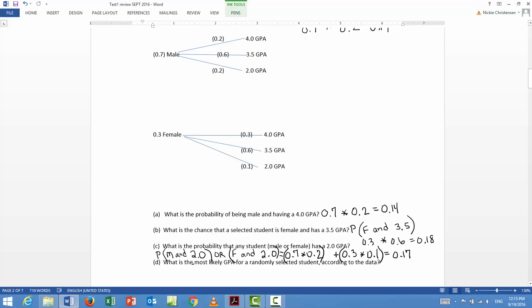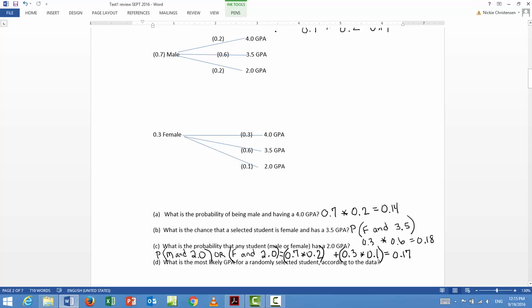The last question: what's the most likely GPA for a randomly selected student according to the data? Now this one, a lot of students just do it intuitively, or subjectively, because they look at the GPAs and see that 3.5 has a 0.6 chance here, and it also has a 0.6 chance here, so it must be 3.5. That turns out to be correct, but really the way that you should do it, just to be safe, is you should find the probability of every GPA.